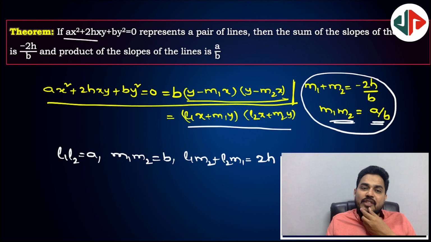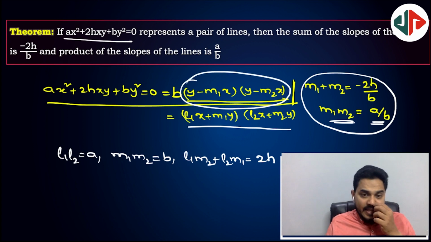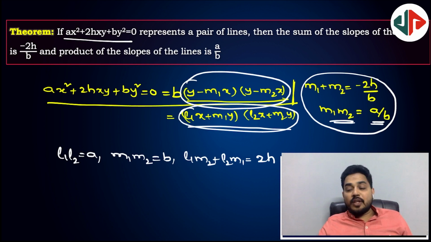This pair can be represented as either y is equal to m1x and y is equal to m2x, or L1x plus m1y and L2x plus m2y also. Absolutely no issues.